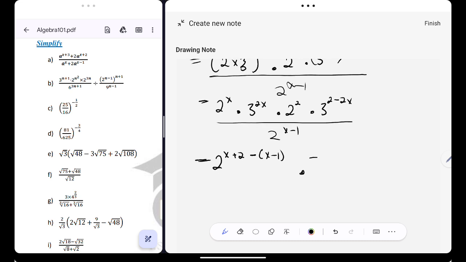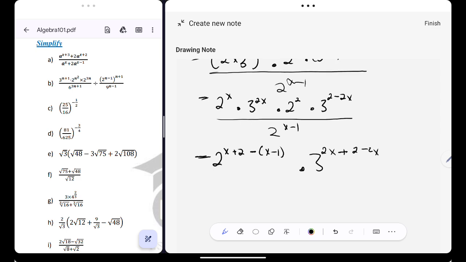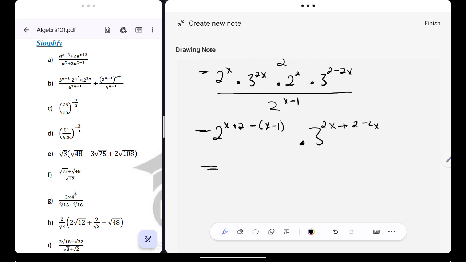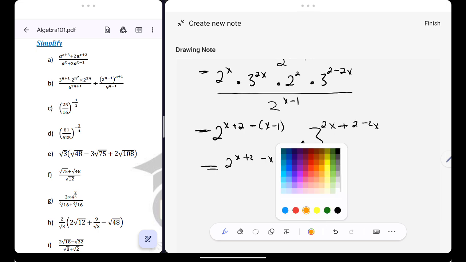But for 3, the 3's are both on the numerator, so they're multiplying one another. So this is 2x plus 2 minus 2x. This thing is the same as 2x plus 2 minus x plus 1 multiplied by 3. These two will subtract one another.